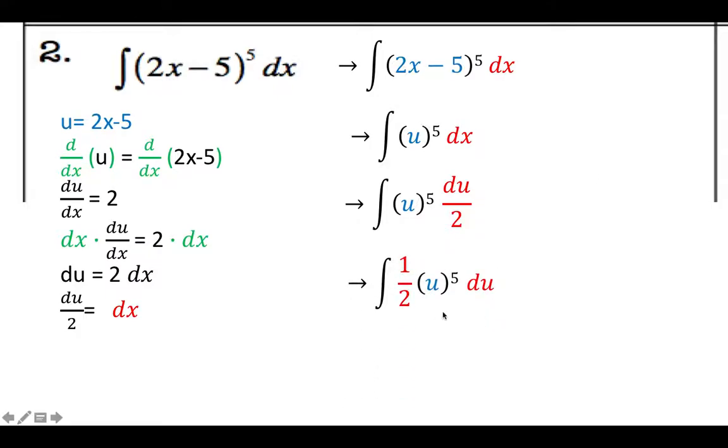Great. As you can see now, what I have is an integral of 1/2 u to the 5th power with respect to u. So I could go ahead and use my power rule now. So this 1/2 is going to stay out in the front. This right here will become u to the 6th divided by 6 plus c. Great. 2 times 6 is going to give me 12.